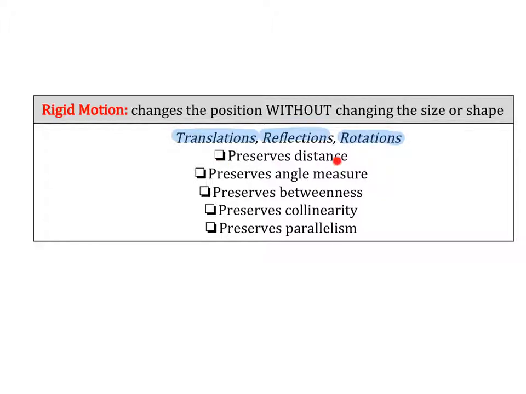So rigid motion has these properties. It preserves distance between points. It preserves angle measures. It preserves betweenness, so where the points are relative to each other. It preserves collinearity, and it preserves parallelism. So these are all of the properties of rigid motion.